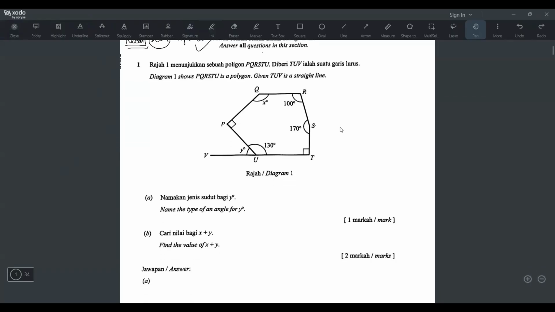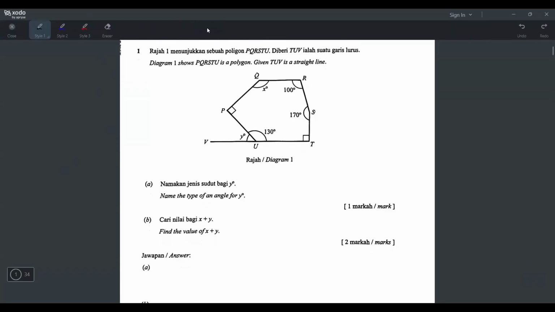Okay, so I will straight away start. Number one, let's read the question. Diagram one shows PQRSTU is a polygon. So we can see it's a polygon, and TUV is a straight line. Oh, so we can find Y straight away. It will be 50, right? Because 180 minus 130, because a straight line means the total angle is 180.